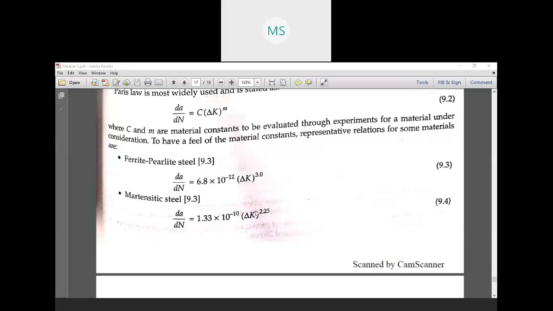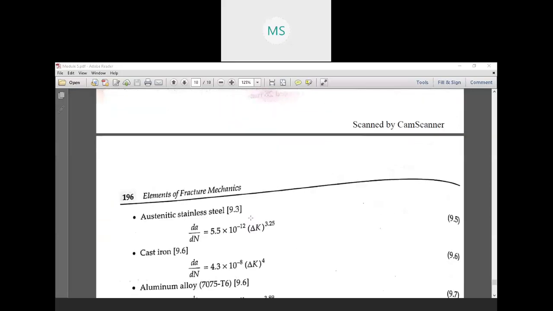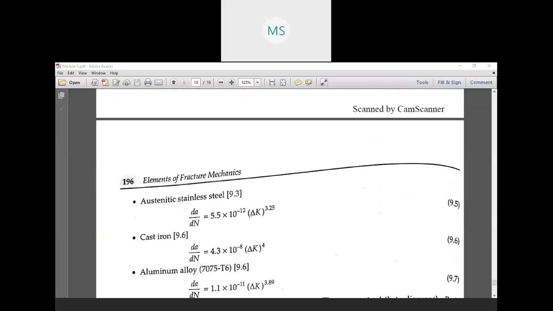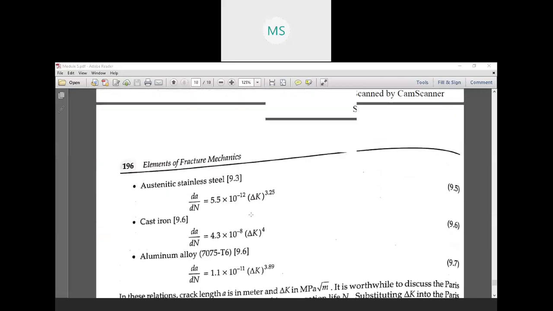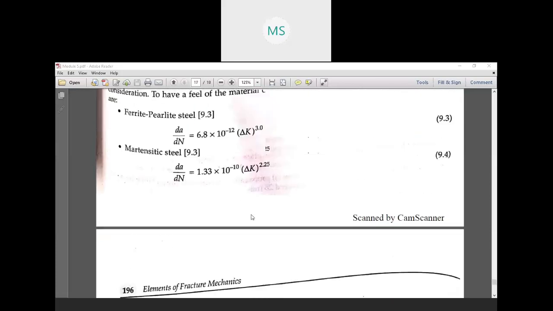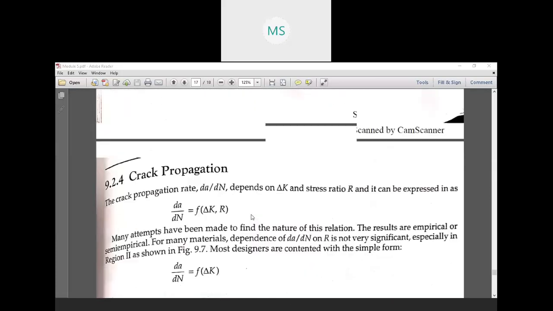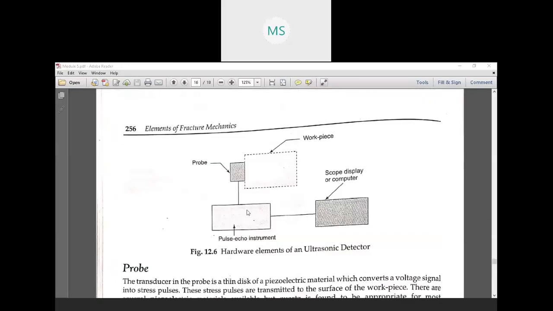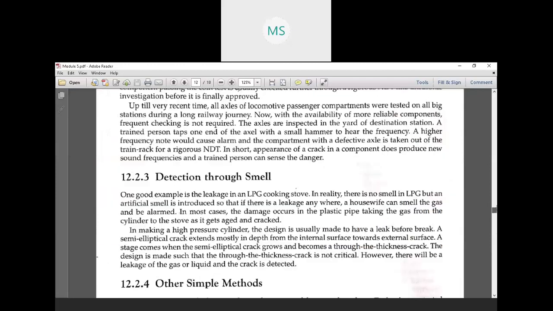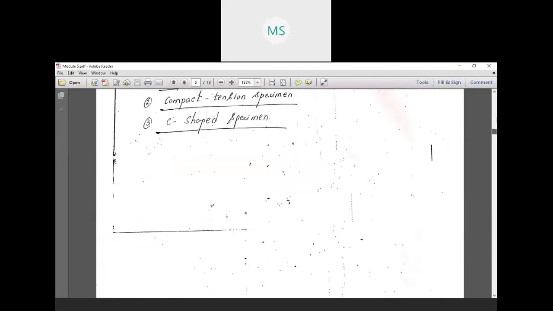So if you vary del K or you vary dA by dN, you are going to get the corresponding value. Okay, so we have seen similarly for austenitic steel, stainless steel, cast iron, aluminum alloy, and all. So this is what it is all about. And if you have any doubt, further you can ask me. And this is the end of chapter 5.